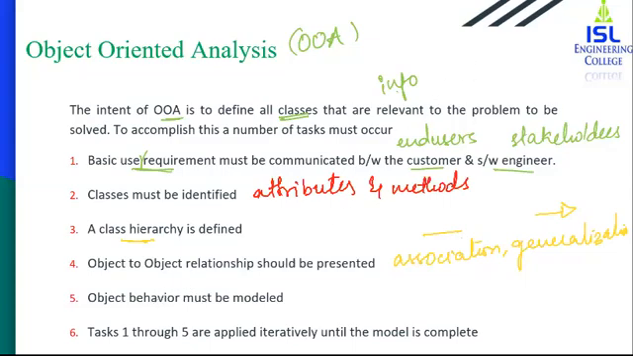Then object behavior must be modeled. That is, the behavior of a particular object needs to be identified. Now all tasks from 1 to 5 need to be applied iteratively until the entire model is complete. That is, steps 1 to 5 are going to be on repeat until the entire model is completed. You're going to identify the user requirements, identify the classes, make a class hierarchy, identify the different relationships, and identify the behavior of different objects. You're going to continue until the entire model is completed.